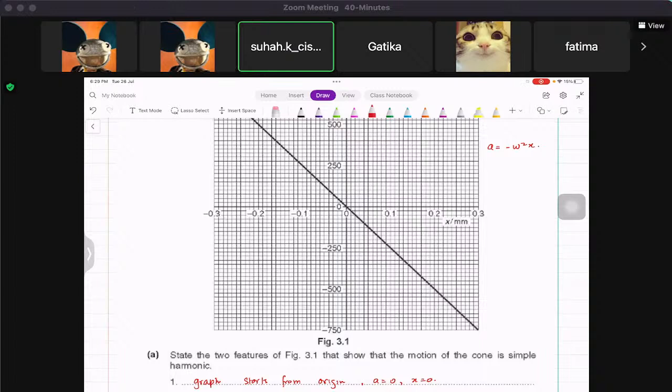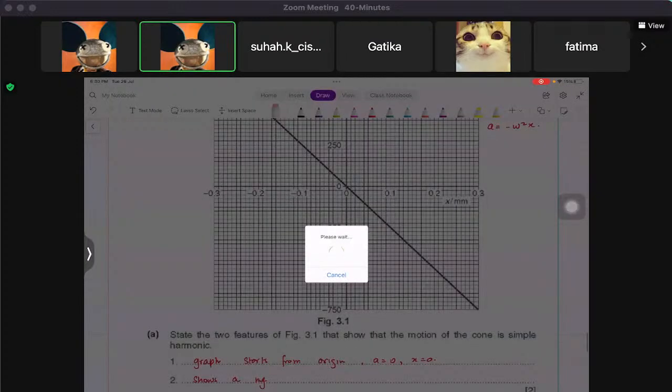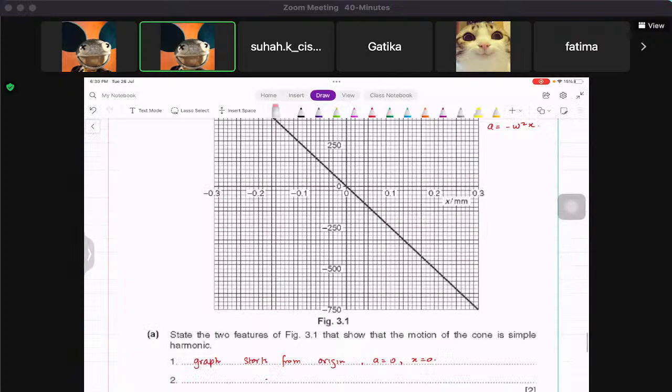The other condition is that it shows a negative gradient. Yes, very good. Now you guys understand. So everything that I write on my notes, it means it is going to be there. So please do remember that it shows a negative gradient.